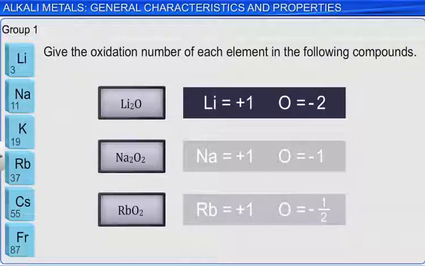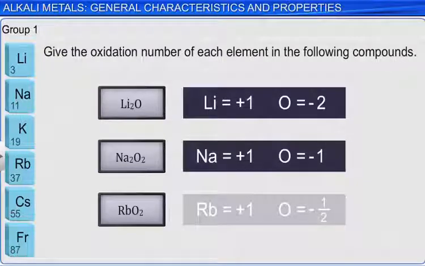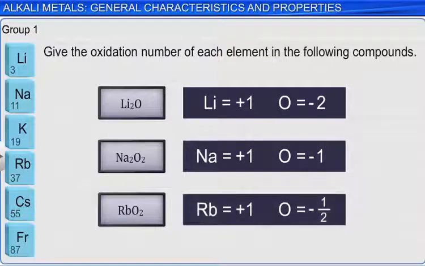charge of -2. Using similar logic, since each sodium ion has an oxidation number of +1, each oxygen in the peroxide ion must have an oxidation number of -1. Rubidium here has an oxidation number of +1. So, each oxygen in the superoxide ion must have an oxidation number of -1/2.